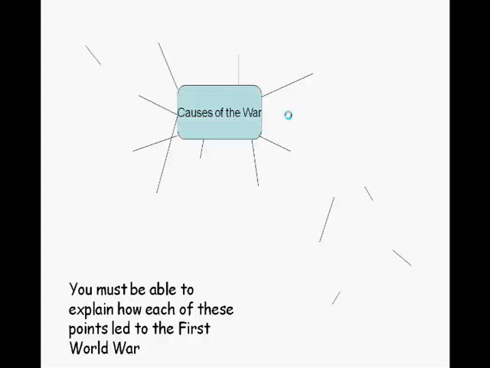I've put down here, you must be able to explain how each of these points led to the First World War. And that's kind of the same as what I was talking about with the population. You must explain how each point increased population or led to the First World War. You can't just merely put it as a list. So, rivalry between the great powers in terms of who could have the biggest army, who could be the richest, who could have the most trade, etc., etc., sowed the seeds of tension, so to speak.